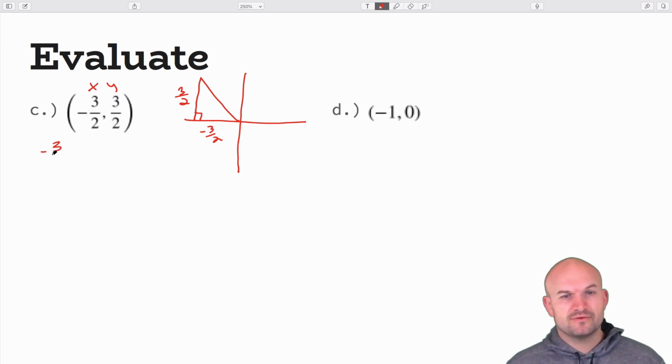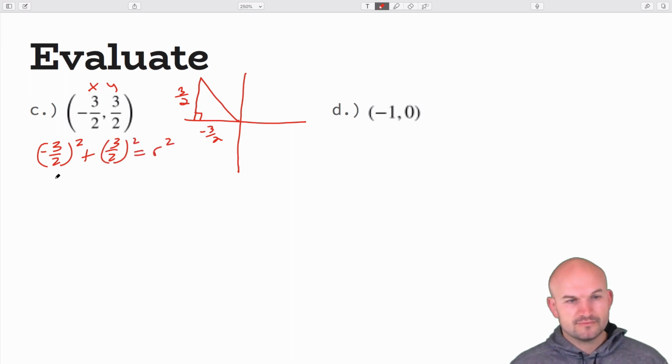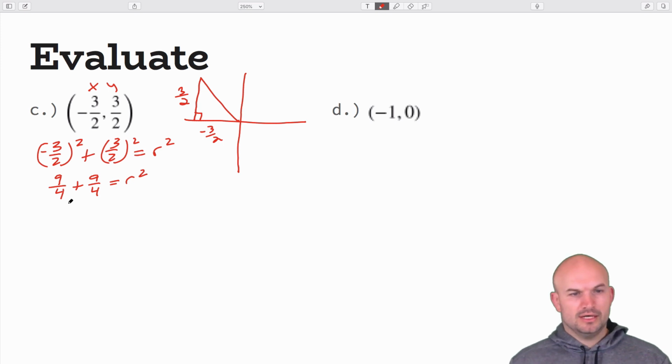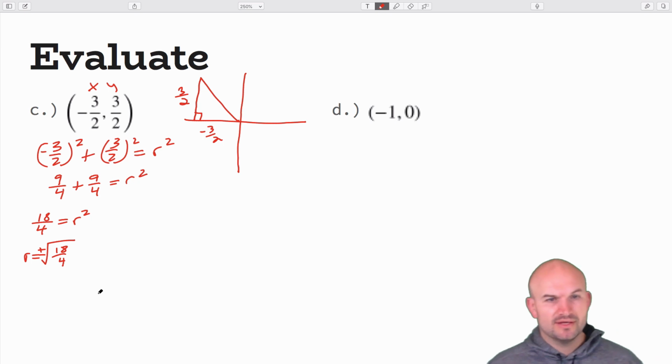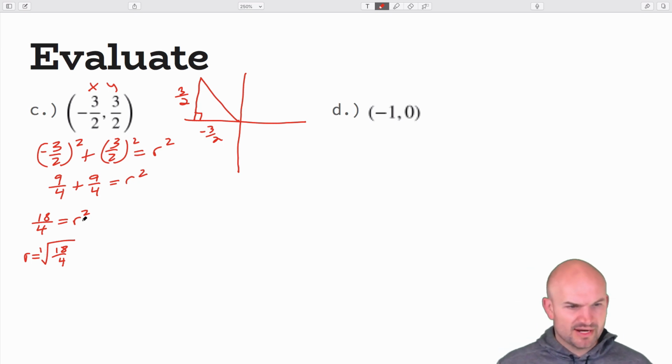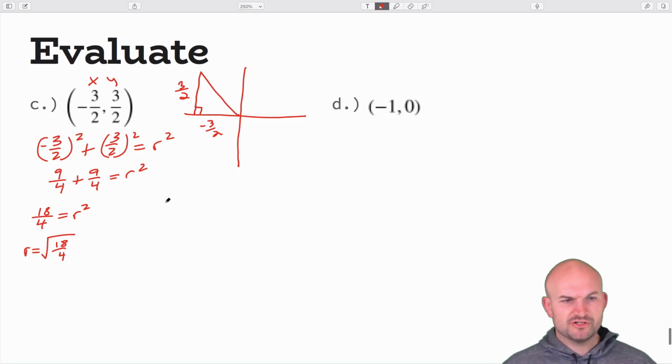So we have -3/2 squared plus a +3/2 squared equals r squared. So here we're going to have 9/4 plus 9/4 equals r squared. So that's going to give you 18/4 equals r squared. Now you could introduce the square root, right? So r is going to equal the square root of 18/4 plus or minus. Don't forget that. But again, we actually don't really need to include the plus or minus, because we know we're just dealing with r, so it's just going to be the positive version.